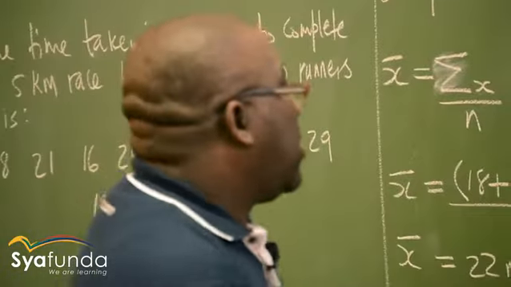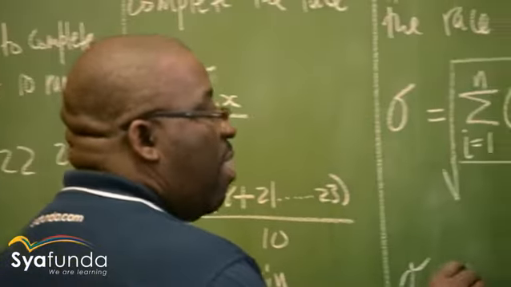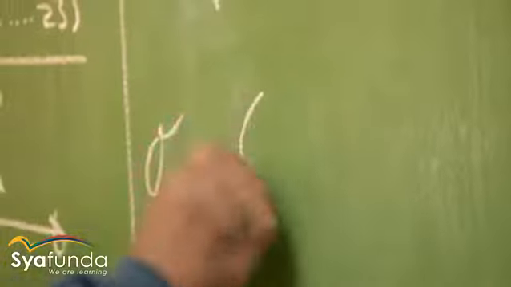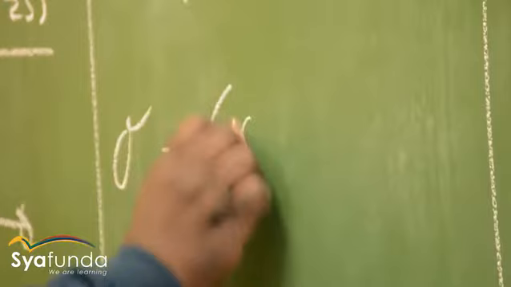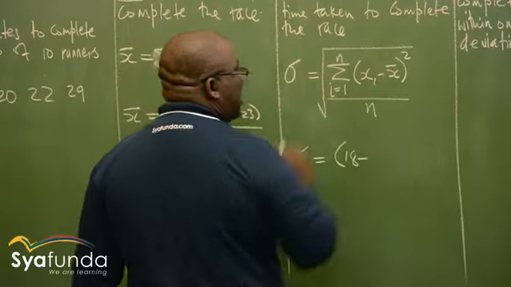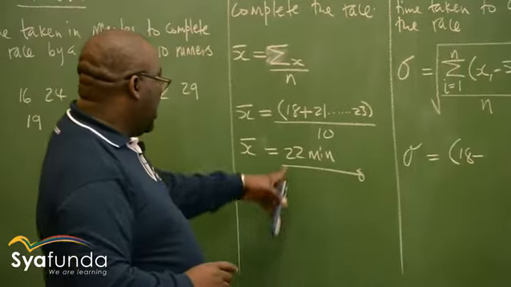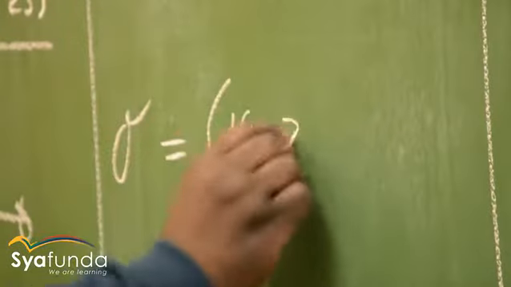All that I do is just put a few values there, the sum of all 10 of them. The first one is what? It's 18 minus the standard deviation. What is my standard deviation in this case? It is 22.